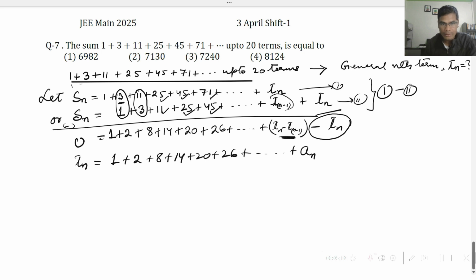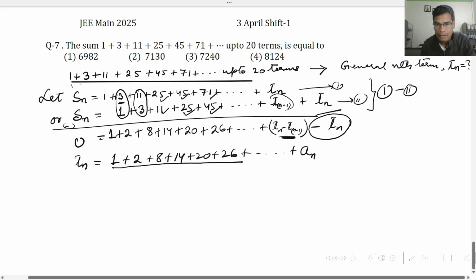After this step, it is still not clear to us what is the general nth term of this series. I mean, after 26, what will be the term? To know the term after 26, we have to know what this a suffix n is. Still it is not clear from these first 6 terms what the general nth term will be. So we reapply the same step which we used here. So let the sum now be P suffix n.